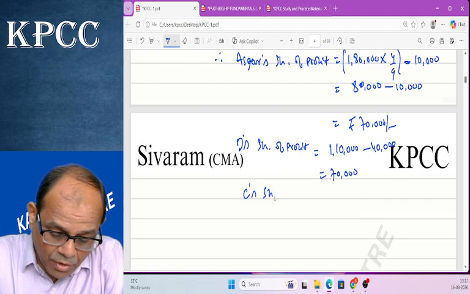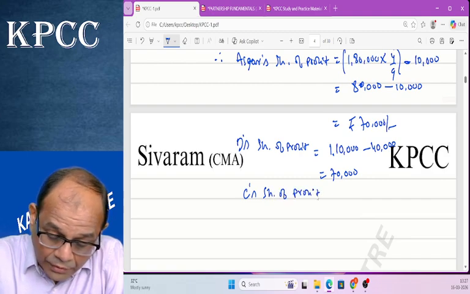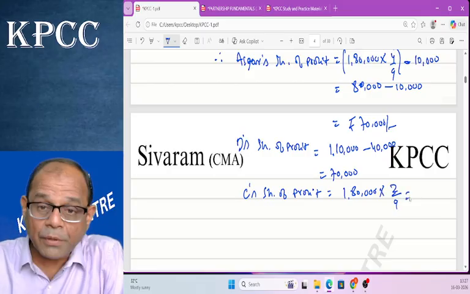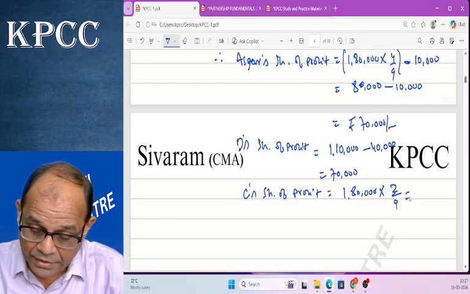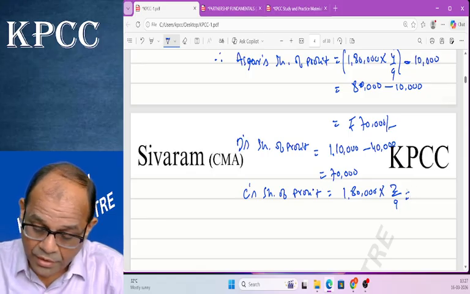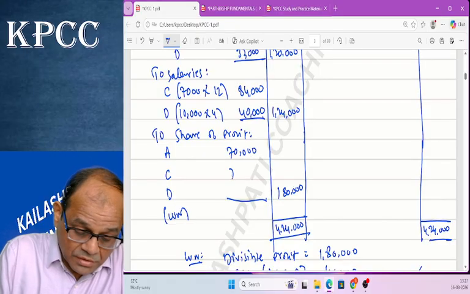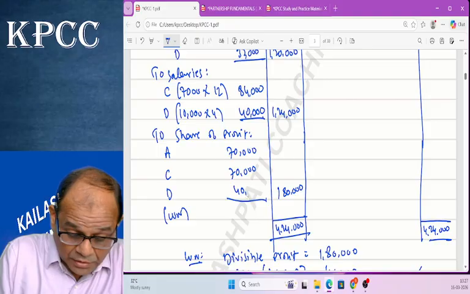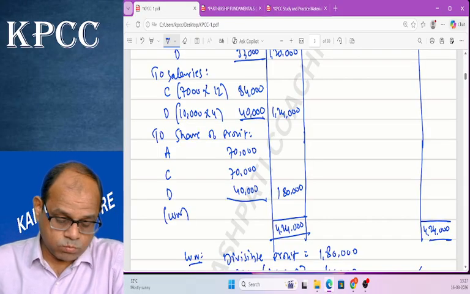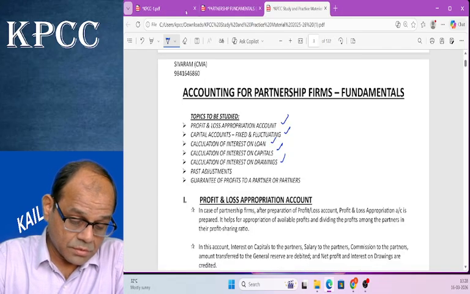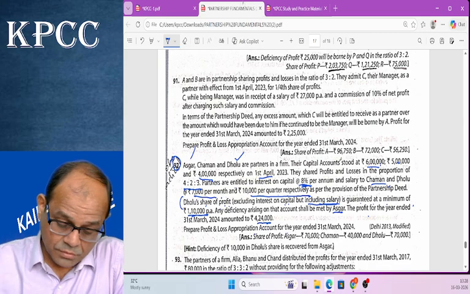And Chaman's share of profit, no issue at all. Simply calculate: 1,80,000 into 2/9, because 4:3:2, so 2/9. So 40,000. So 70,000, 70,000, 40,000. Simply write down 70,000, 70,000, 40,000. Asgar, Chaman, Dolu.